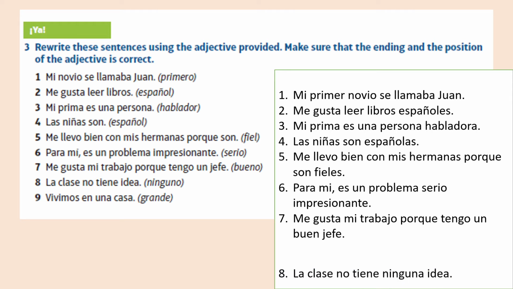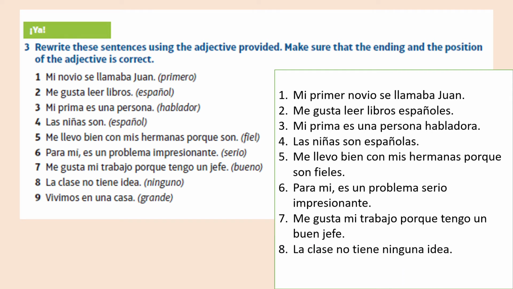Number 8, la clase no tiene ninguna idea. Ninguno goes before any noun, and the noun in this case is idea, but obviously it is a feminine singular, so we need to make sure it has the correct agreement. Number 9, vivimos en una casa grande. It stays the same, like that. Excellent.